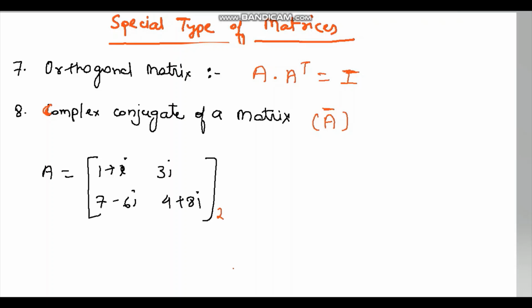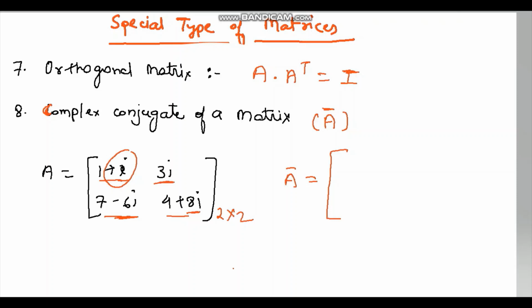Let us say we have a 2 into 2 matrix: 1 plus i, 3i, 7 minus 6i and 4 plus 8i. Then for the complex conjugate of the matrix, what we have to do is just change the sign of the imaginary terms. What are the imaginary terms here? i, minus 6i, 8i, 3i.